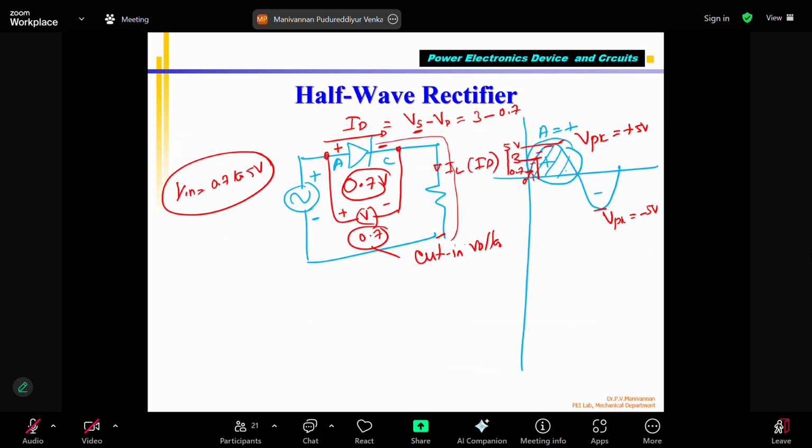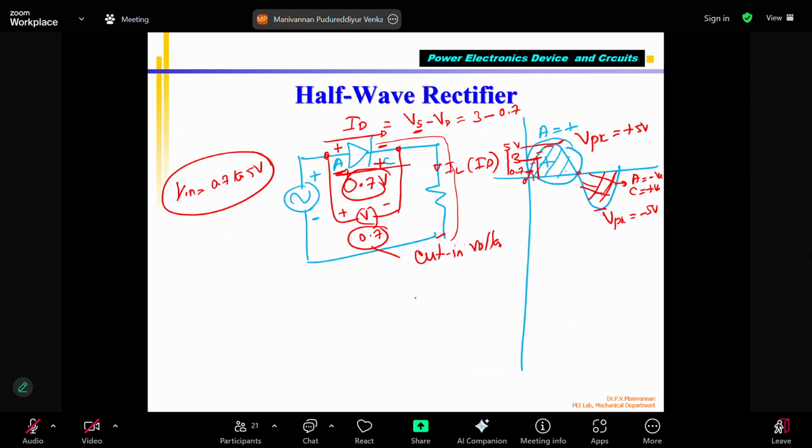Now, during the negative half cycle, the anode will become negative and the cathode will become positive. We know the diode is then reverse biased. Anode is negative, cathode is positive: reverse bias. Your question on Zener breakdown, fantastic, nice thing you are observing. I am very happy about it. If you apply reverse bias, the current cannot flow; the diode is not conducting.